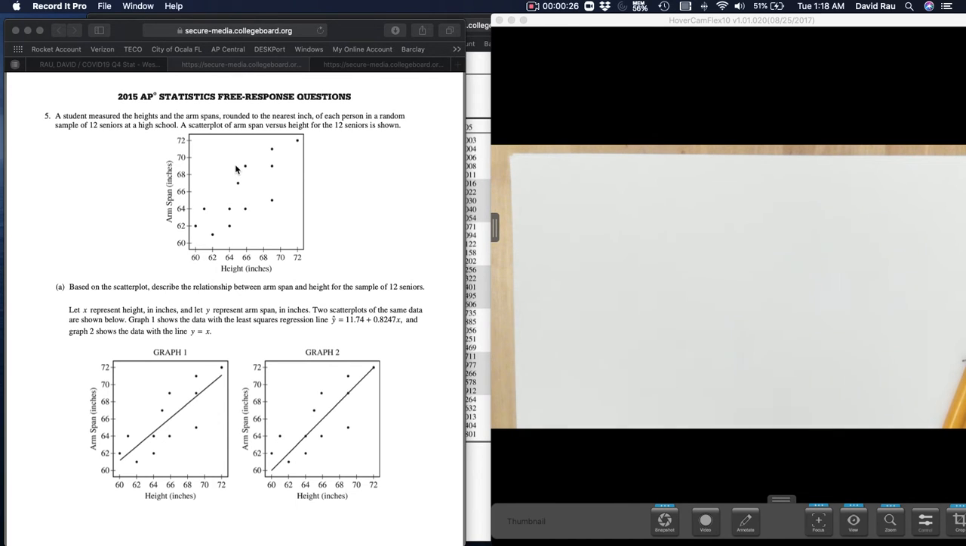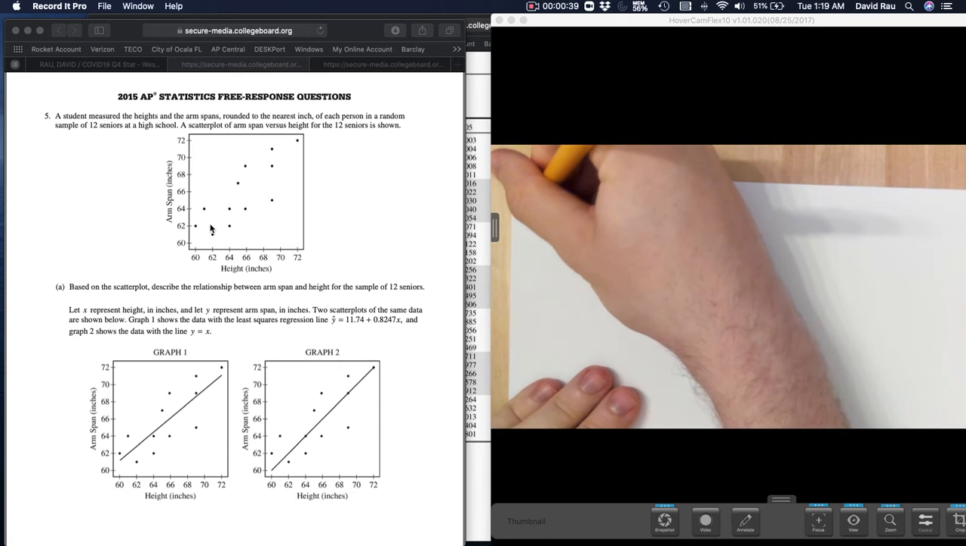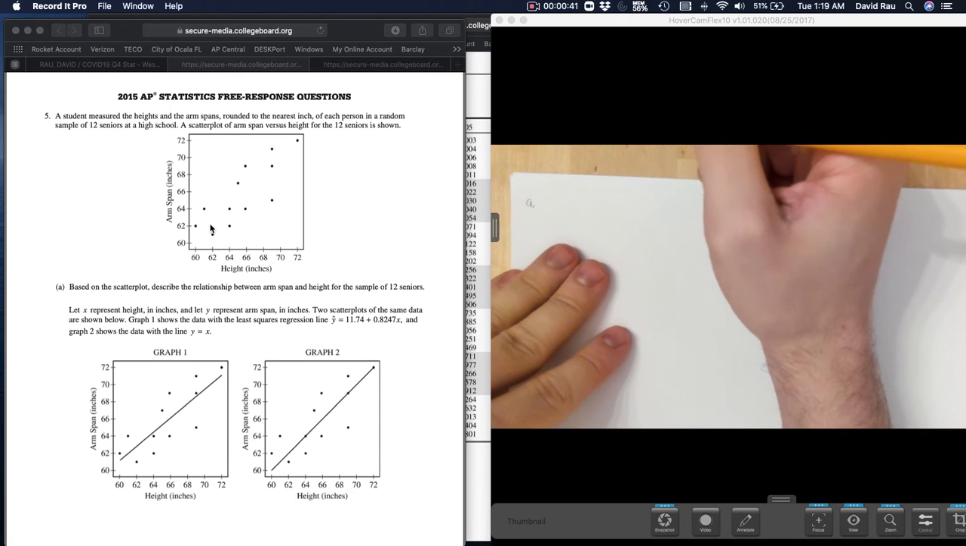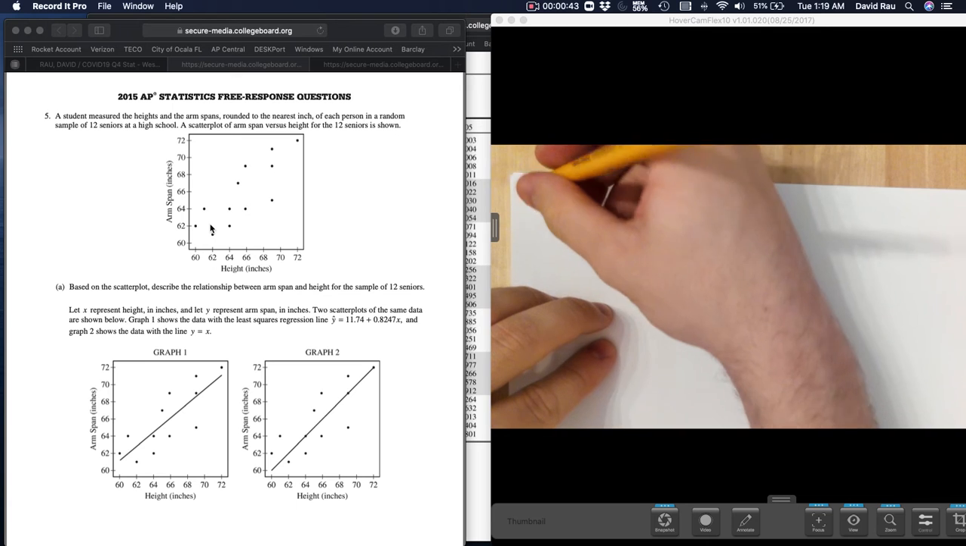Okay, so hopefully you can see that there's a clear positive linear relationship. So let's describe that relationship. When you describe a relationship, if you did this on Khan Academy, there are 4 things you need to talk about.